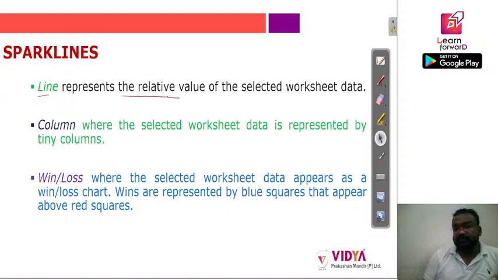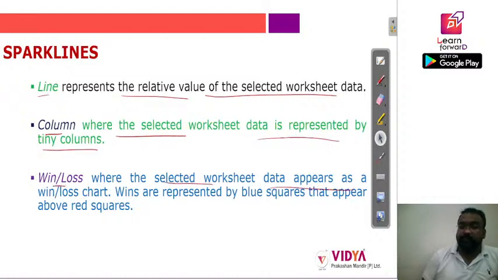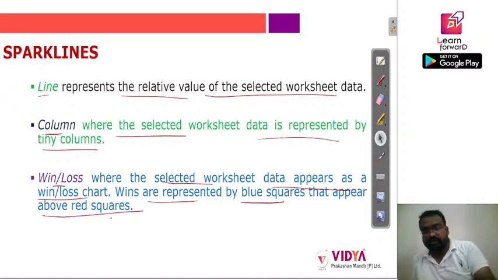In a line, it is the same, representing the relative value of the selected worksheet data. While if you choose the column, the selected worksheet data is represented by tiny columns. So you will get those small columns. While if you select win-loss, the selected worksheet data appears as a win-loss chart. In a win-loss, they have a kind of boundary set in which if the value is greater than it, then it could be a win, otherwise it could be a loss situation. Wins are represented by blue squares, while losses are represented by red squares.